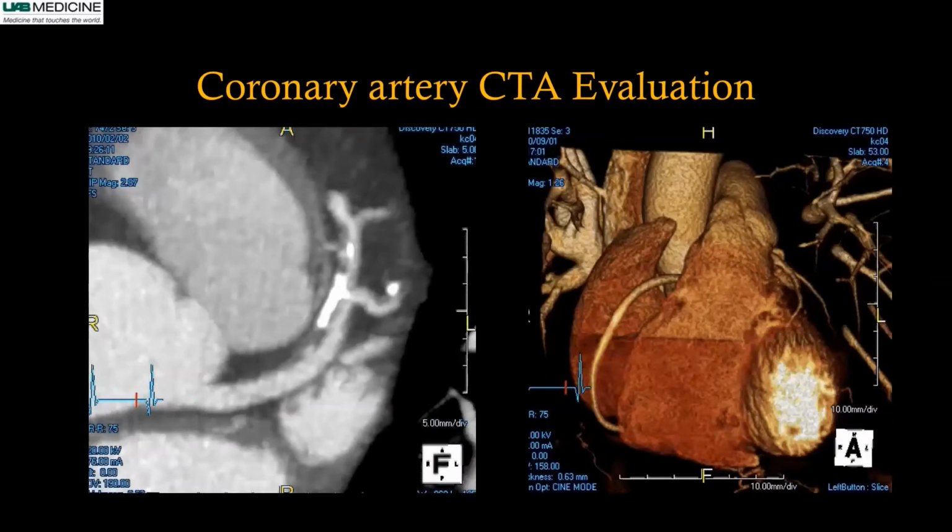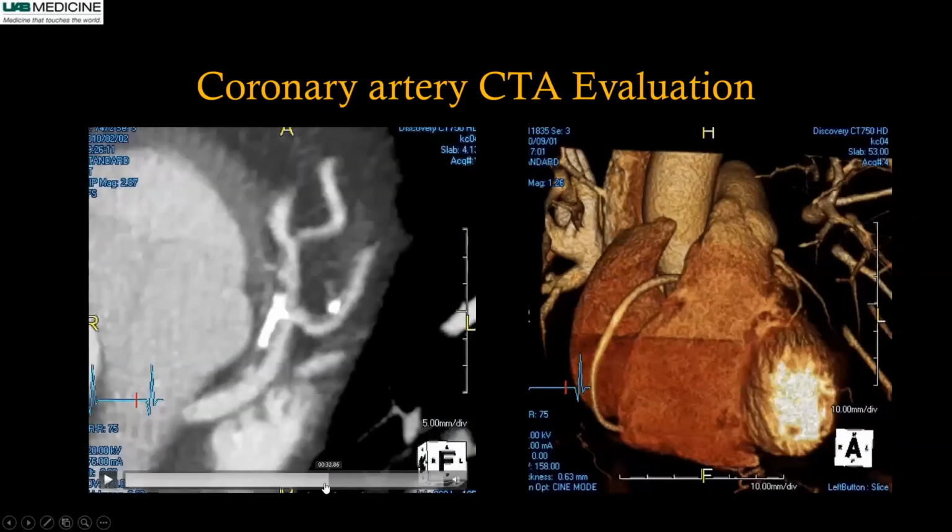The multiplanar reformation is possible with coronary CTA because of the isometric imaging, which means the X, Y, and Z axes have similar resolution. So when you rotate these images, there is not much degradation of the image quality.